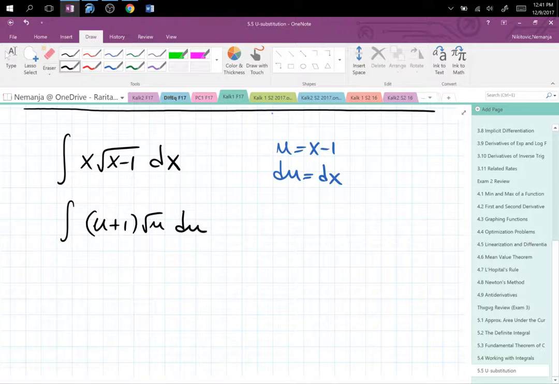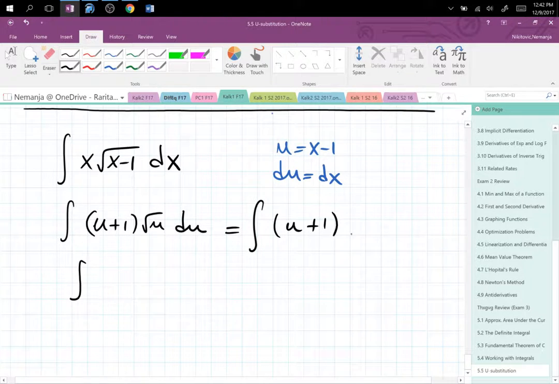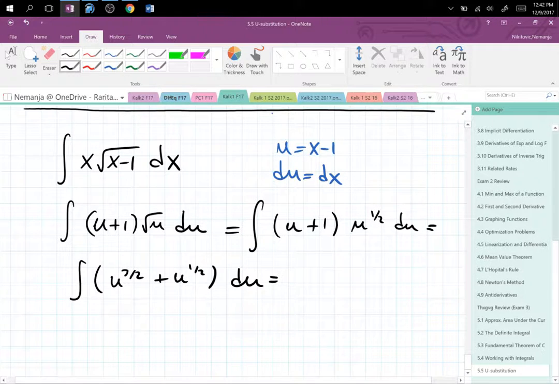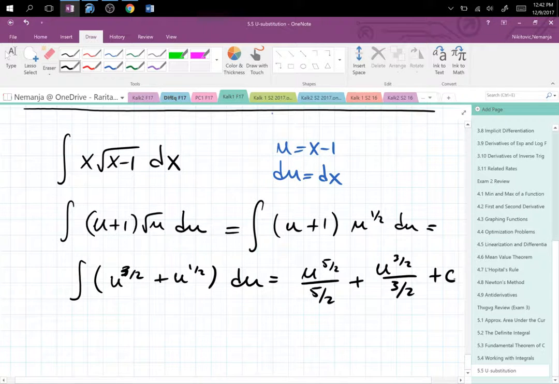So we have the same step of the substitution. And now when you distribute u to the 1/2, you get the integral, let me write it one more time because this is the algebra step. There we go. And then you have u to the 3/2 plus u to the 1/2 du, which is the basic integral. You just do plus 1, right? So u to the 5/2 over 5/2 plus u to the 3/2 over 3/2 plus c.